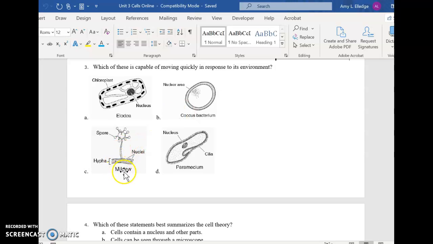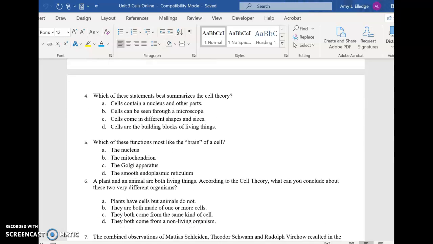Over here we got mildew, which is a fungi, but look, it's stuck to something, right? It has these little root-like structures called hyphae. And so this one is not going to be moving very far, very quickly. And if we look at D, it's got all these cilia out there, and hopefully you know that cilia are short hair-like projections used for movement. So the answer should be D, which is a little paramecium.